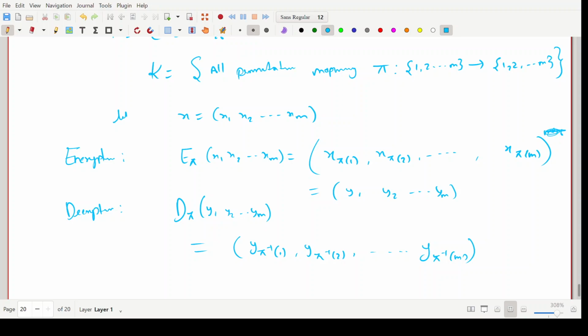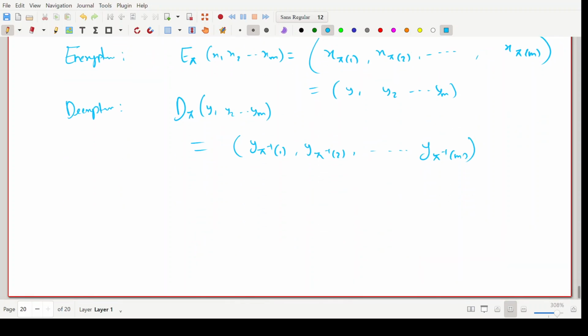Let me take a simple example. Suppose pi is equal to 1 2 3 mapping to 2 3 1. This is my pi. So what is pi inverse? Write this 1 2 3 on the top. What do you observe? 1 goes to 3, 2 goes to 1, and 3 goes to 2. So this is my pi inverse.